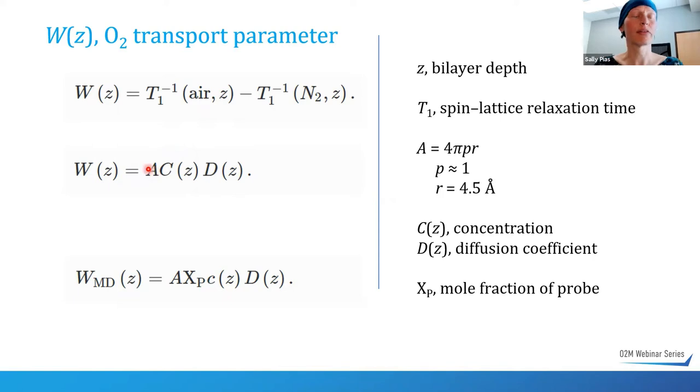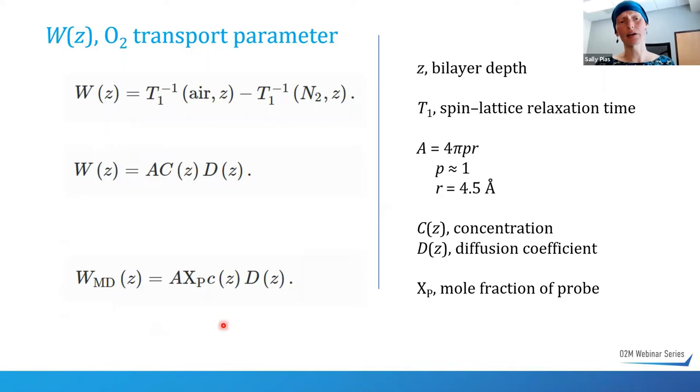The authors of the EPR work indicated that the oxygen transport parameter represents the product of the oxygen concentration times its diffusion coefficient, called the solubility diffusion of oxygen, which is typically measured in many probe-based studies because oxygen has to be both present and moving in order to cause a probe to respond to the presence of oxygen. And then there's a scaling factor that's used, and I won't go into it right now, but it relates to the collision of oxygen with the probe.